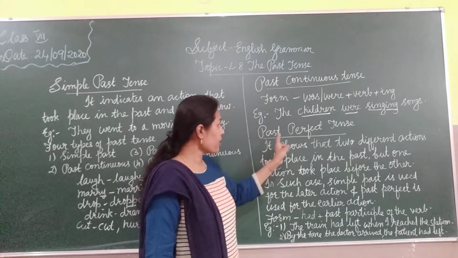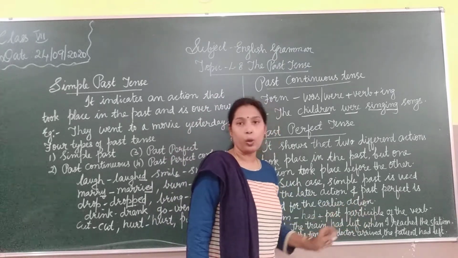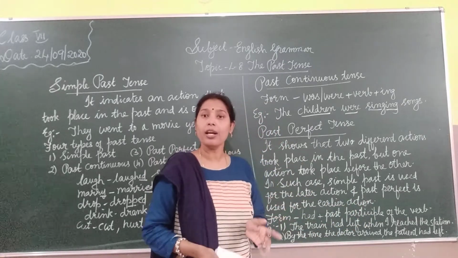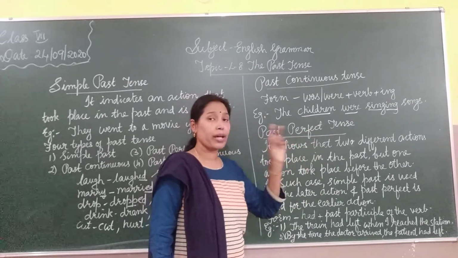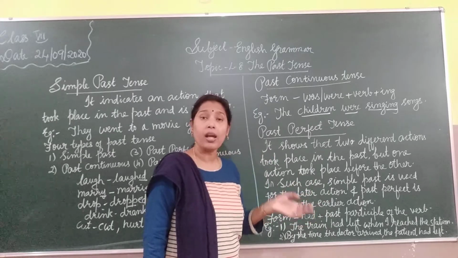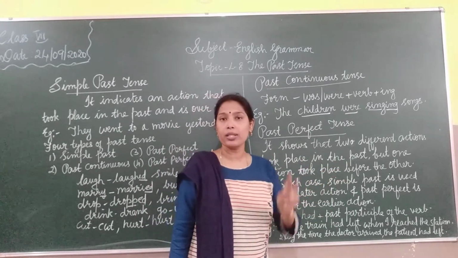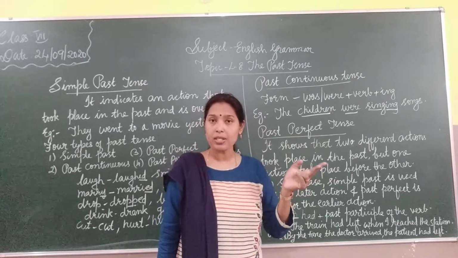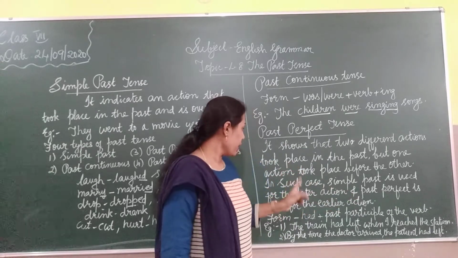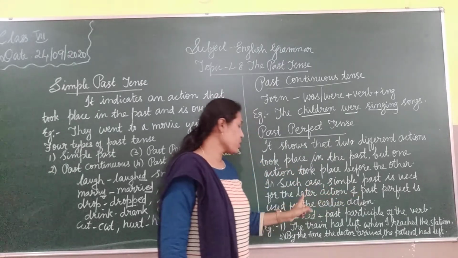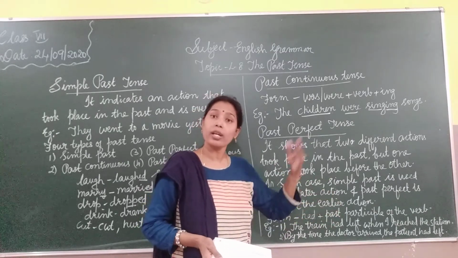The form for past perfect tense is had plus past participle of the verb. We have learned the same in the present tense as well, right? So what is past perfect tense? It shows that two different actions happen in the past, but one action took place before the other. In such a case, simple past is used for the second one and past perfect is used for the first one.